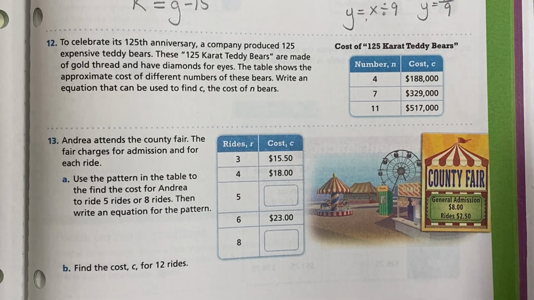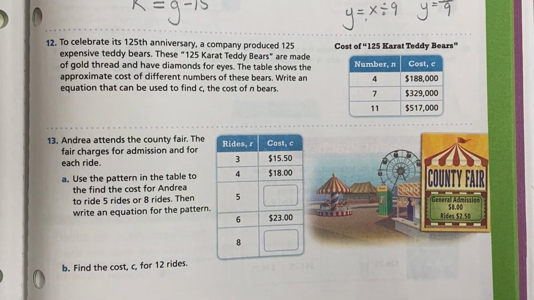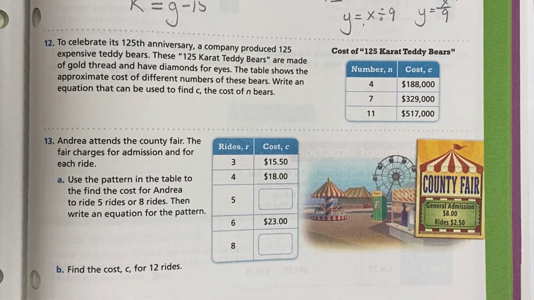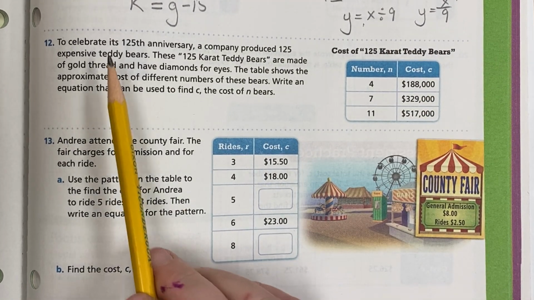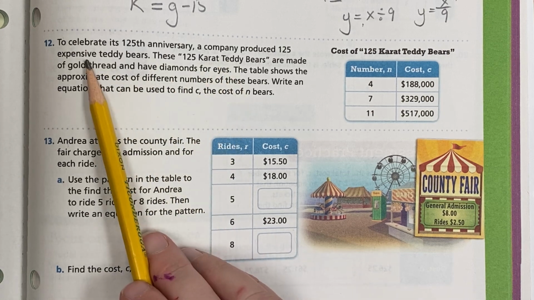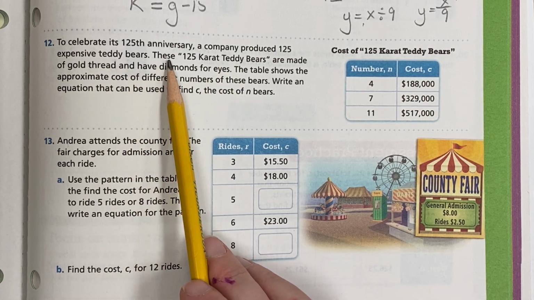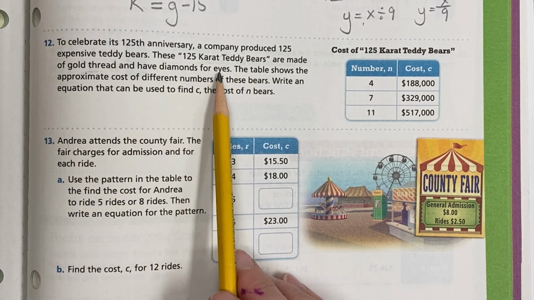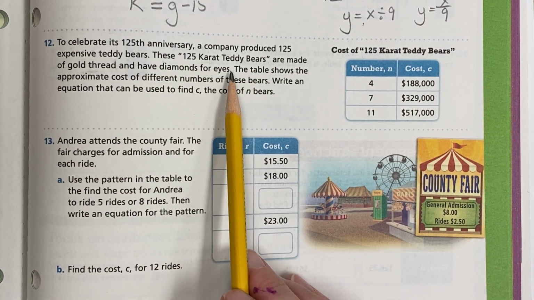Now, I believe we did number 12 together in class, but let's talk about the think through, because really it is important to be able to think through these problems. You're going to see a lot of word problems. You're producing really expensive teddy bears. 125 karat teddy bears are made with gold thread and have diamonds for eyes. That's crazy talk. I'd be selling mine.